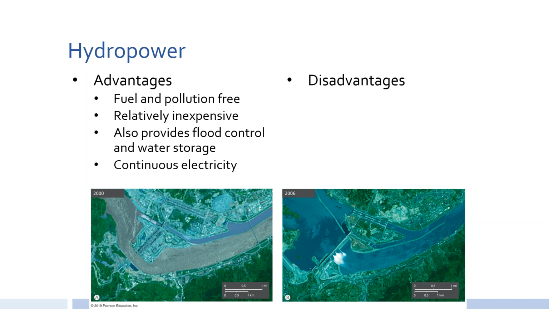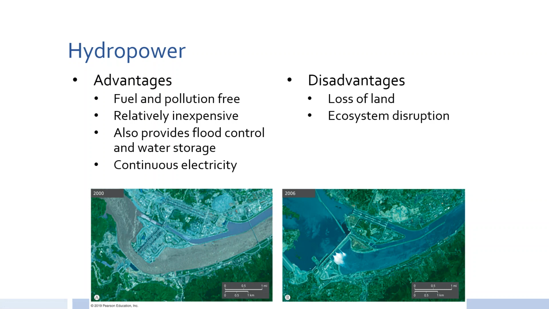Some of the disadvantages of it include the loss of land. So here is the Three Gorges Dam in China, which is the largest dam in the world, I believe. And so when you create this reservoir, you flood all of this land. And so people were living in this floodplain and they were removed in order to create this. So you have that loss of land that's now underwater, and ecosystem disruption.